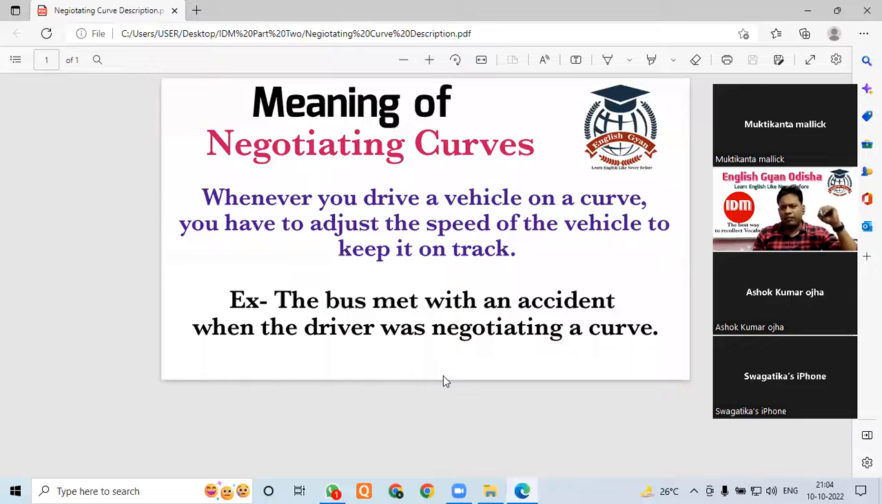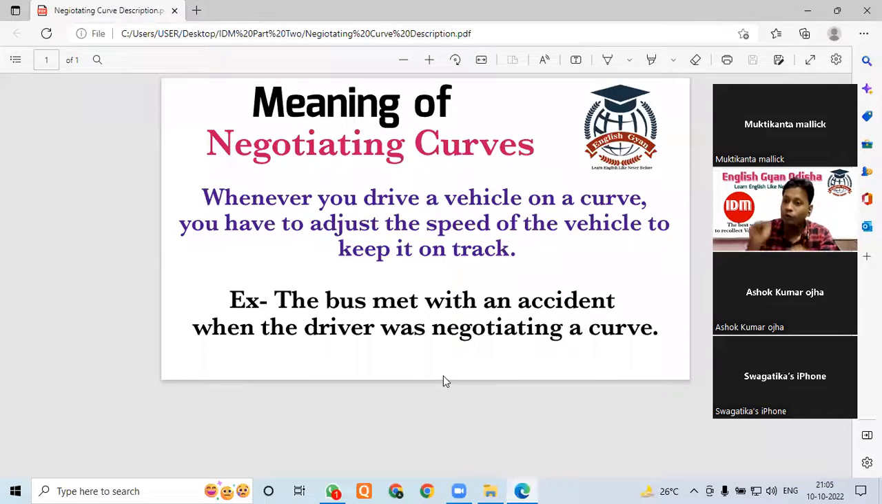So what is the meaning of negotiating a curve? Whenever you drive a vehicle on a curve, you have to adjust the speed of the vehicle to keep it on track. Very much true. To keep it on track, whatever momentum you have, whether it's a car, a bike or a cycle, you have to speed up or you have to speed down.